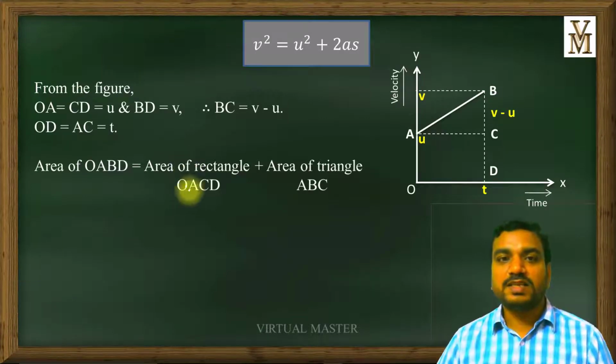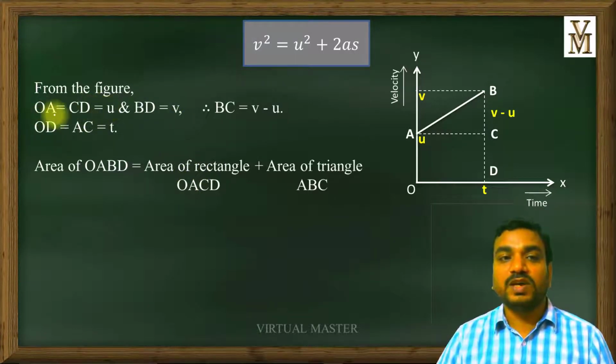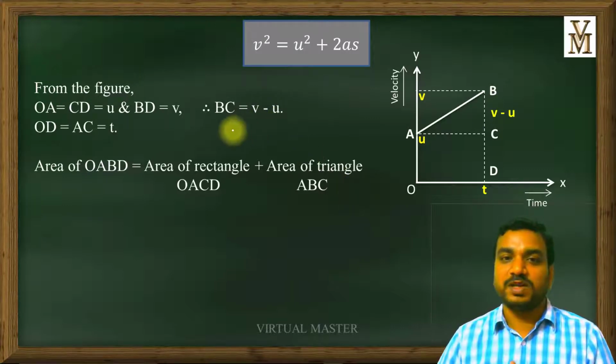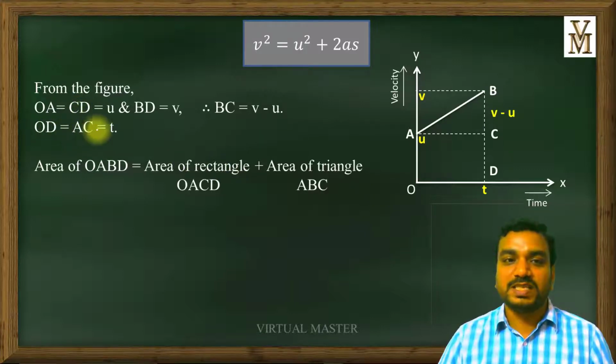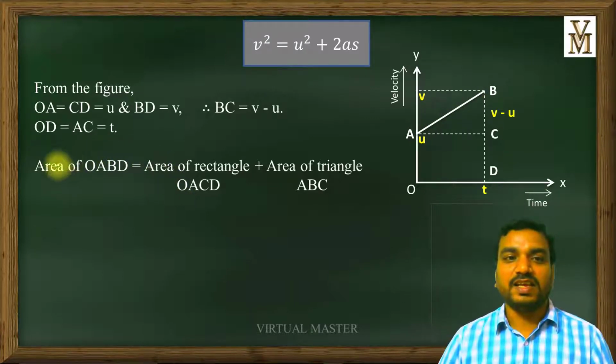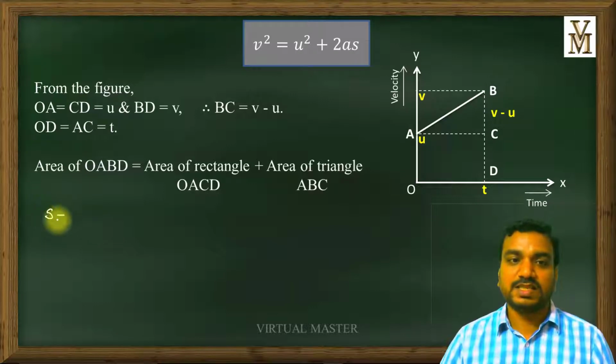Now, as we have already discussed, from the figure we can write OA equals CD equals U, BD equals V, and BC equals V minus U. While deriving s equals ut plus half at square, I explained all these things, right? So I will not repeat this again. And OD will be equal to AC will be equal to small t. The area under the curve AB will be equal to the displacement of the object, isn't it? The area of OABD will be equal to the displacement of the object, that is S.